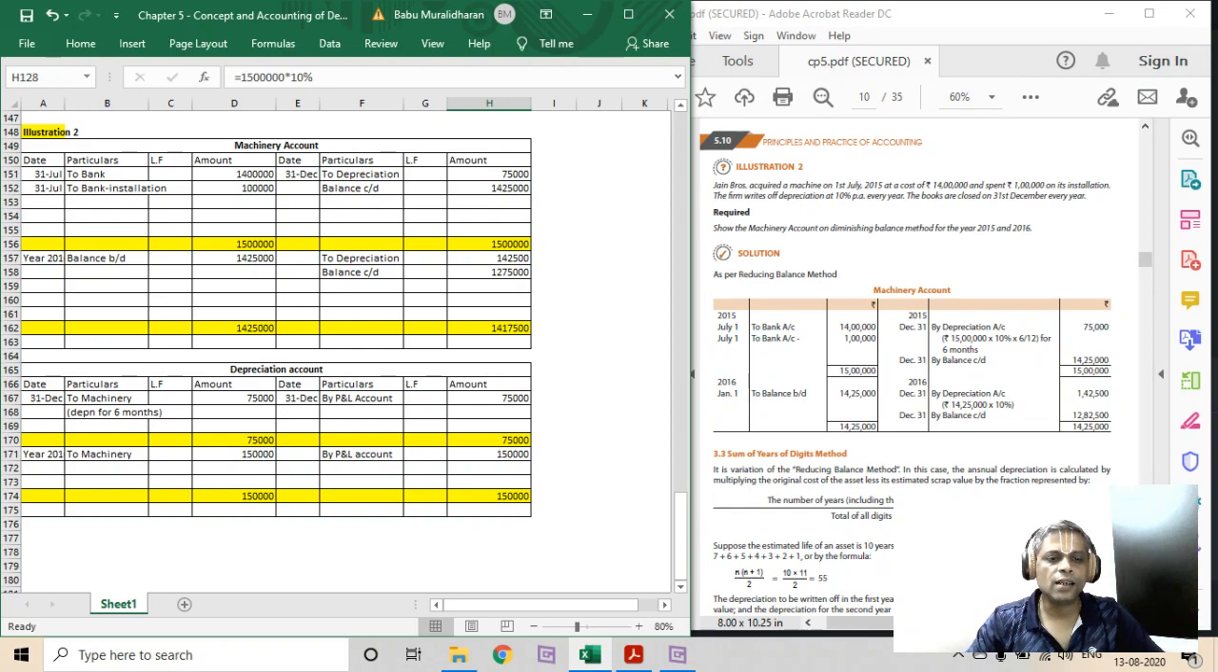So the end of the year asset value is 14,25,000 and beginning balance for the year 2016 is 14,25,000. So asset will be charged at 10% on 14,25,000. So the end balance of the asset will become 14,25,000 minus 1,42,500.